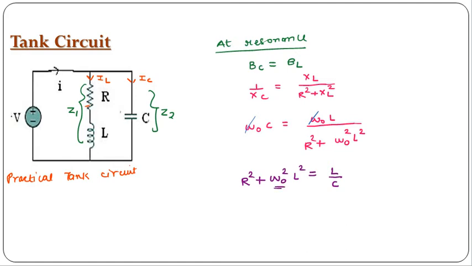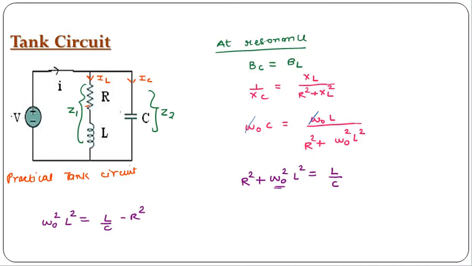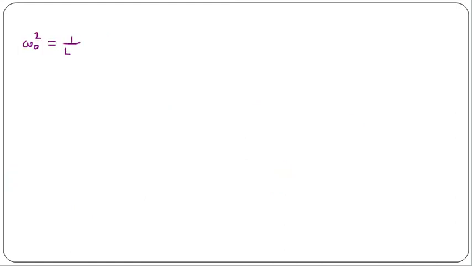Okay, so we need the value of the resonating frequency omega naught. So from here we can rearrange as omega naught square L square equal to L by C minus R square. Now we can take this L square to the right hand side, so we are getting omega naught square equal to 1 by, sorry, L by L square into C. So this will become 1 by LC, and minus R square by L square. So we are getting 1 by LC minus R square by L square.